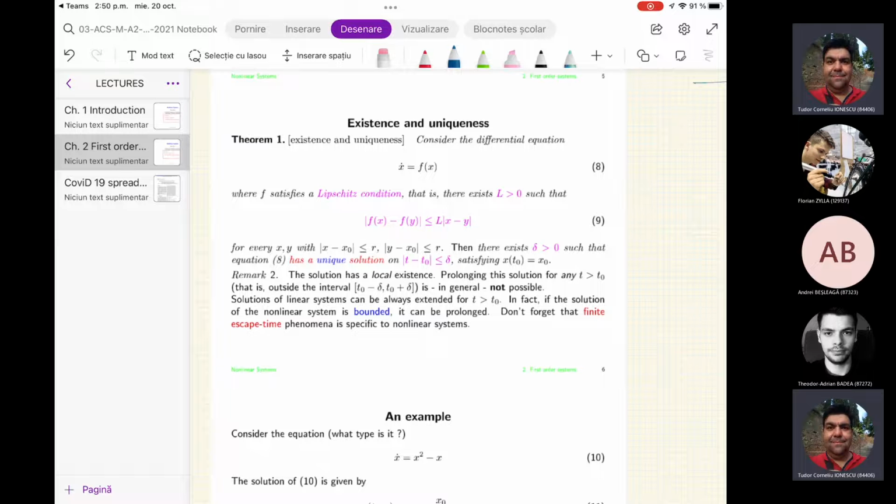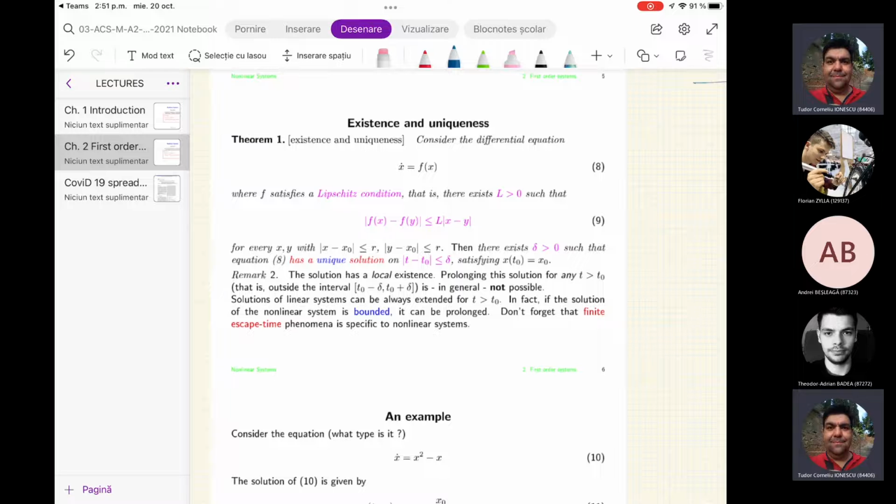That's what it says. So it says here that if your function f is, say, continuous or smooth, which is the best case, or piecewise continuous, then locally you can define a solution, a unique solution actually. But this is on a very small neighborhood. So this is a local definition. The solution has a local existence, it says here.